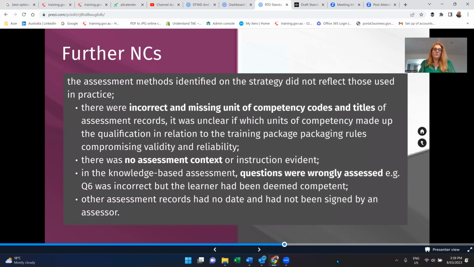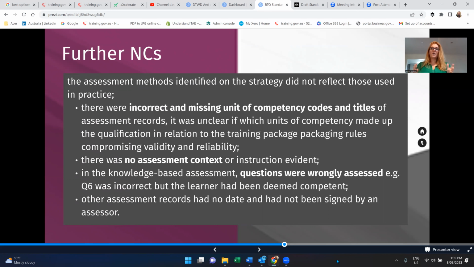Incorrect and missing unit of competency codes and titles. No assessment context. The amount of times I've seen no assessment context in an audit report. If I had $5 for every time, I'd be able to buy a really nice watch or something like that. It's a lot. So, in the knowledge-based assessments, questions were wrongly answered. So question 6 was incorrect, but the learner was deemed competent anyway.